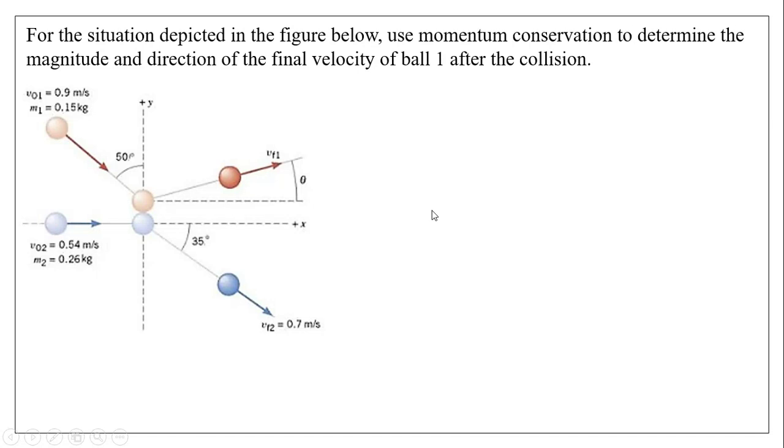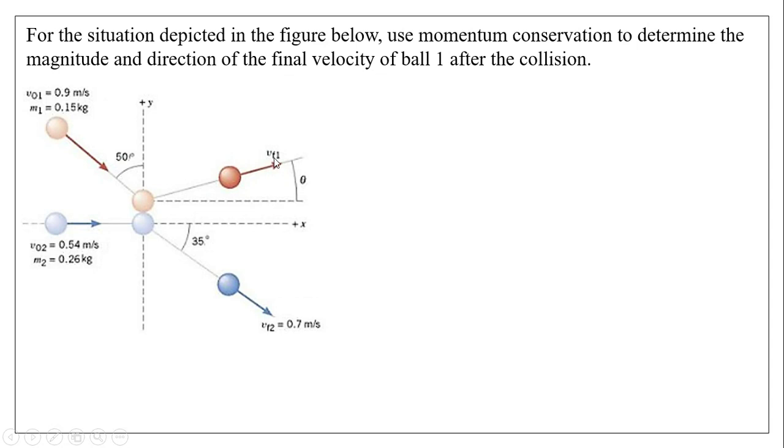Alright, so in this particular video, we have two balls, M1, initially moving in the southeast direction with a speed of 0.9, and ball 2 is moving perfectly to the right, or eastward, at a speed of 0.54. After they collide, ball 1 is going to ricochet off and go into the first quadrant, northeast, and ball 2 is going to move in the southeast quadrant.